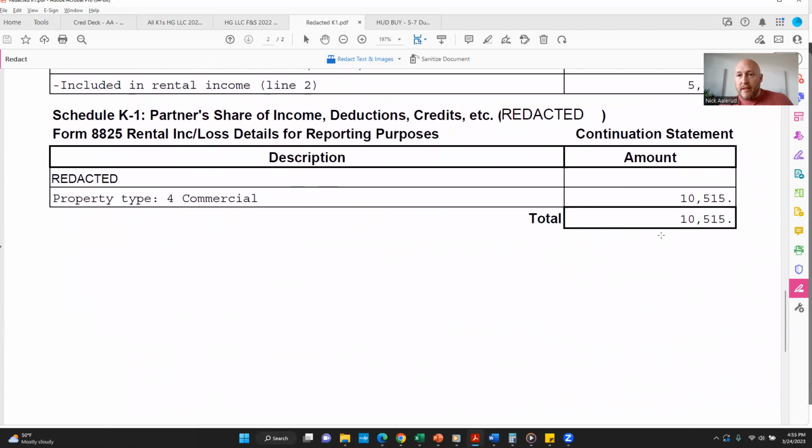And then here it is. This is really the number, right? The K1 partner share of income deductions. This is the number that carries forward under the return.